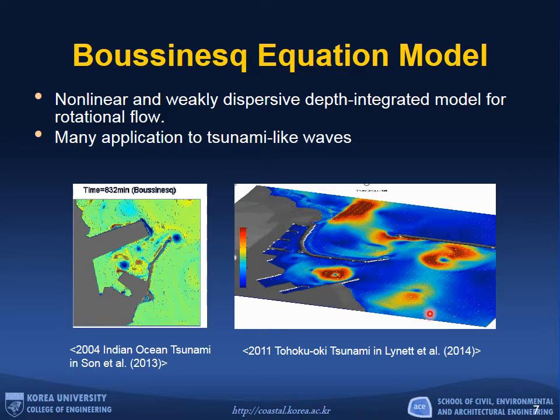So next, let me explain about the Boussinesq model that I used. For coupling, a depth integrated model for weakly dispersive, turbulent, and rotational fluid flows has been adopted. This model includes the effects of bottom-induced turbulence as second-order correction terms to the conventional type of Boussinesq model. It has been applied to many historical tsunami events as shown in the slide, such as the 2004 Indian Ocean tsunami and the 2011 Tohoku-Oki tsunami.